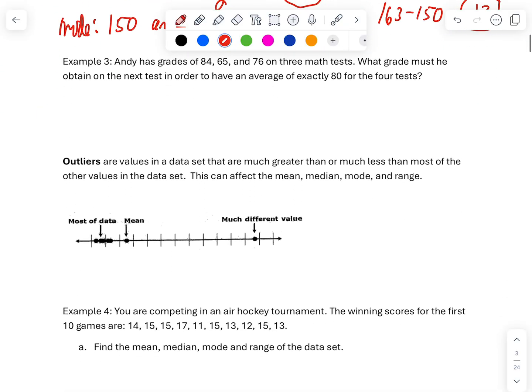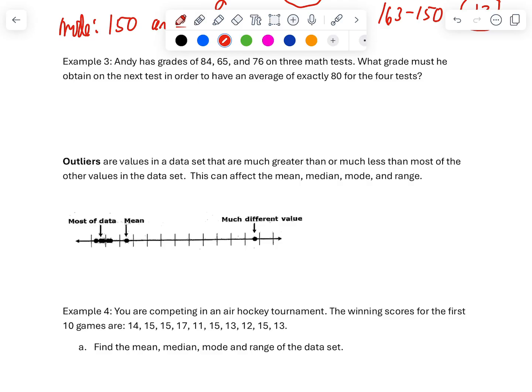Okay, example number 3. Andy has grades of 84, 65, and 76 on 3 math tests. What grade must he obtain on the next test in order to have an average of exactly 80 for the 4 tests? So a little different here, where we have 3 data points, we have 3 test grades, and we want to know what we need to score on the next test in order to have an average of an 80. So we know the average we want here.